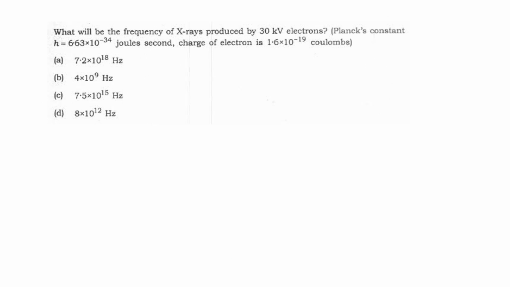So the next question is, what will be the frequencies of X-rays produced by 30 kilovolt electrons? Planck constant is this, charge of electron is there. So the correct answer for this question is option A, 7.2 into 10 to the power 18 hertz.